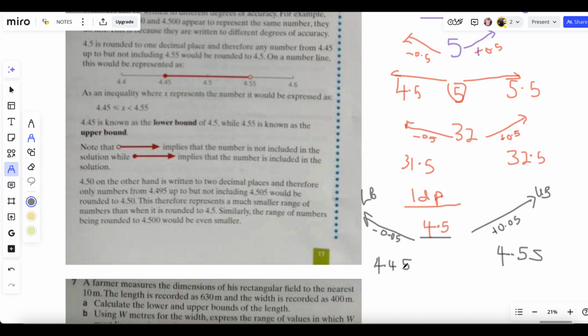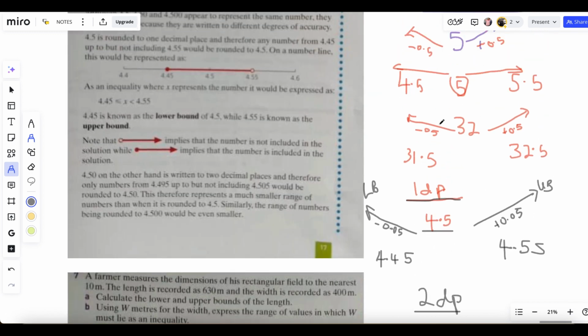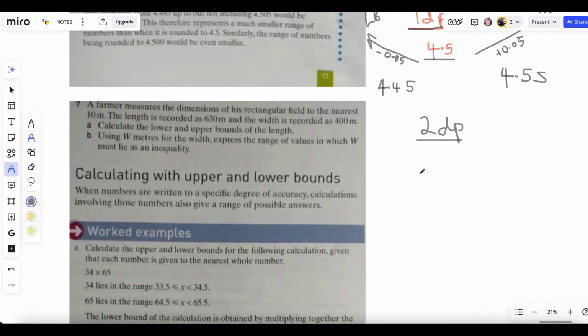Now let's go to 2 decimal place. We are done with one decimal place; it's just the same for all such numbers. Once it has 1 decimal place, you add 0.05 for the upper bound and subtract 0.05 for the lower bound. Is that okay? Now let's go to 2 decimal place numbers, numbers like, for example, 4.55. Find the upper bound and lower bound.